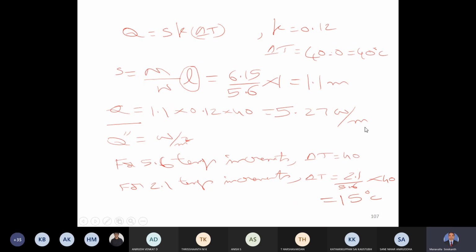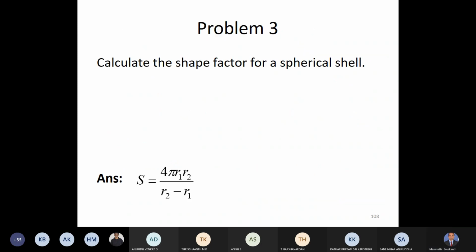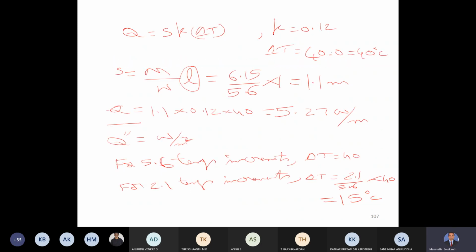Okay, so this is the way in which the flux plot, or the graphical method, is used to estimate. Is it clear? Are you able to understand this?